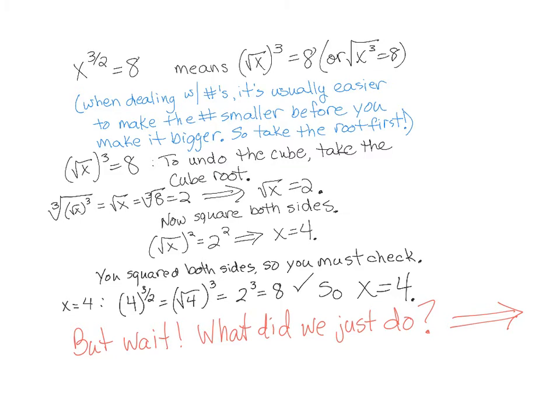Plugging the 4 into the original problem up here, 4 to the 3/2 power means I'm going to take the square root of the 4 because it's a number. It makes it easier to go smaller before you go bigger. I don't want to cube a 4 and then find the square root, right? I'd rather find the square root of the 4 first. So the square root of 4 and then cubed, well, the square root of 4 is 2. 2 cubed is 8. 8 is what it's supposed to equal. And so that is a good answer.